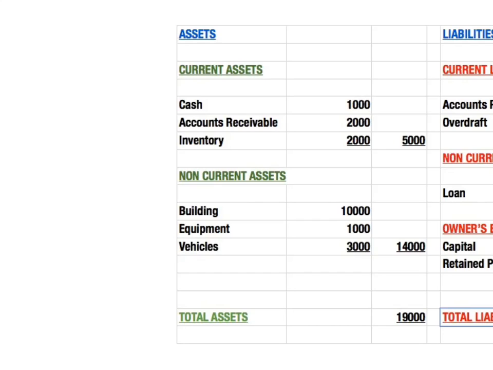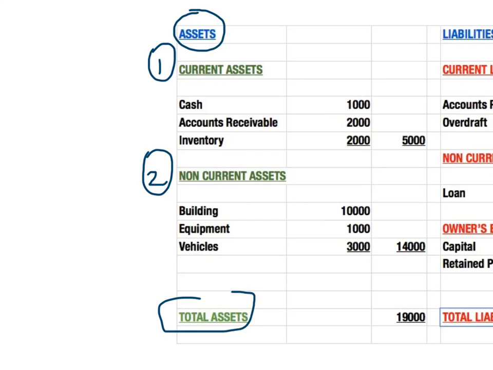So just to sum up, this side of the balance sheet we have our assets, which are made up of current assets, which will be turned into cash within the next 12 months, and non-current assets, which will remain in the business for longer than the next 12 months and won't be turned into cash. And that gives us down here our total assets, in this case of $19,000.